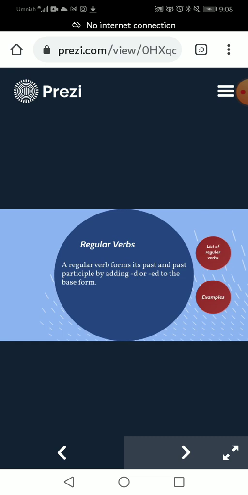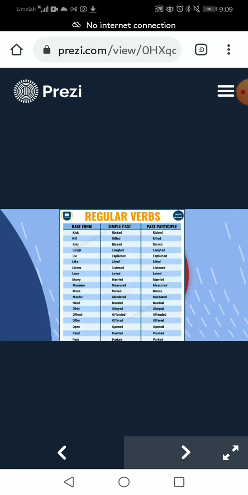Let's start with the regular verbs. Now, a regular verb forms its past and past participle by adding d or ed to the base form. I shared with you a list of regular verbs like kick, kicked, kicked, kill, killed, killed. As you can see, the base form is kill, and we add ed to the base form in the past and the past participle. This is the idea of regular verb. We add d or ed to the base form.